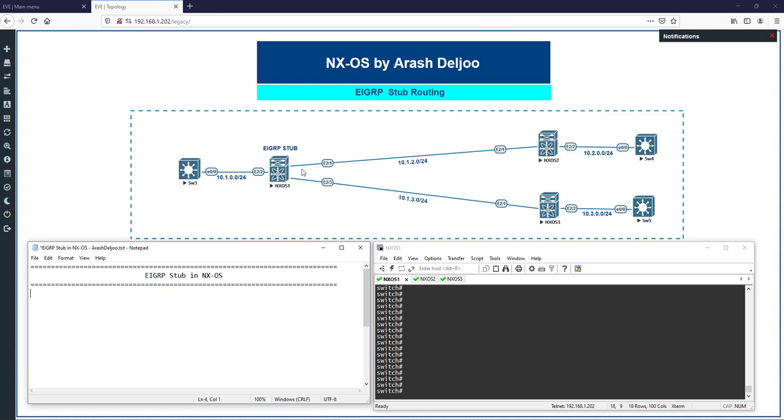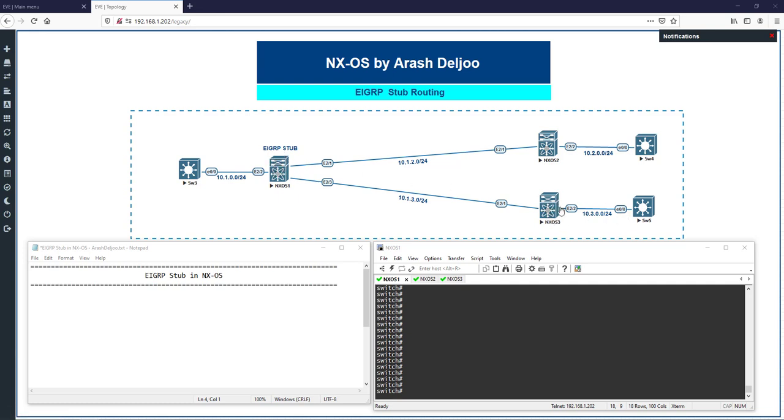Let me talk about the EIGRP stub in this scenario. You can see that we have switch 1, switch 2, and switch 3. These three switches have EIGRP neighborship between them. If I configure NX-OS1 as the EIGRP stub, this means that when NX-OS2, the switch 2, advertises 10.2.0.0/24 to NX-OS1, NX-OS1 doesn't advertise this update to NX-OS3 because this is a stub router.